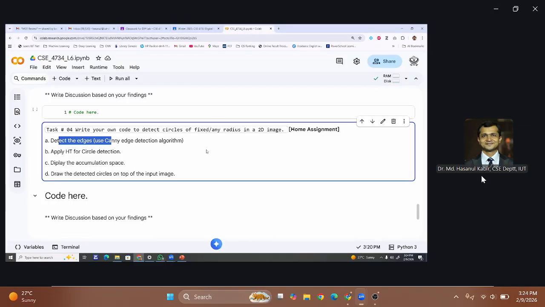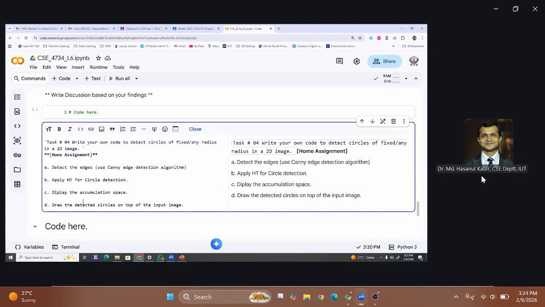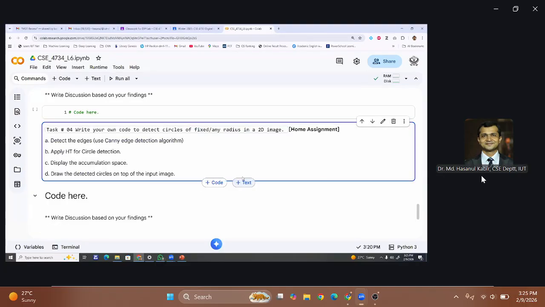First you can try to detect circles of a fixed radius. Once you can do it, you can extend it to detecting circles of any radius. For that, we first need to detect the edges, apply the Hough transform for circle detection, and similarly you have to display the accumulation space, and draw the detected circles on top of the input image. Is it clear?